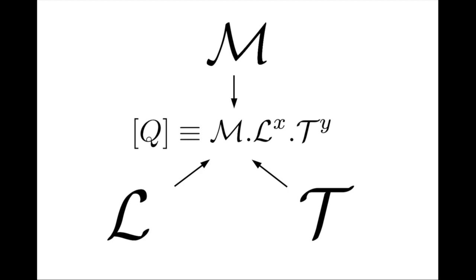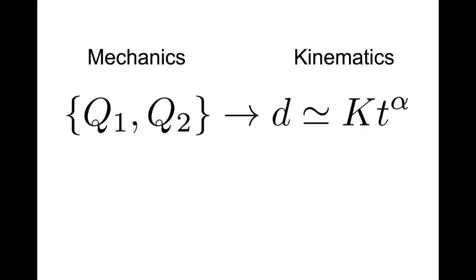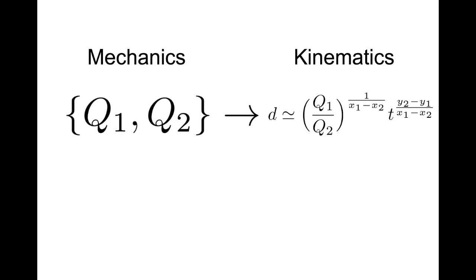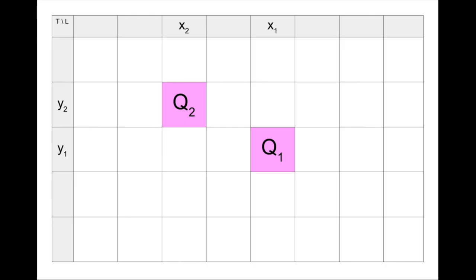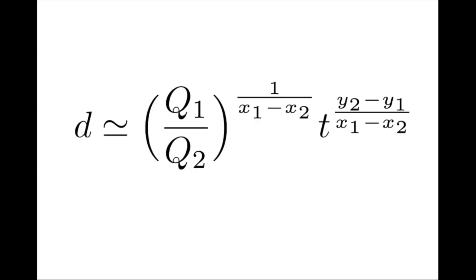We've seen that the interplay of a pair of mechanical quantities, Q1 and Q2, produces a single kinematic power law, D equals K times T to the power alpha, where the kinematic prefactor K and the dimension as exponent alpha are obtained from the underlying mechanical quantities, following this general equation. X1 and Y1 and X2 and Y2 are the space and time dimensions of the quantities Q1 and Q2. As soon as we know the relative dimensions of the two mechanical quantities Q1 and Q2, we know the scaling connecting kinematics and mechanics.